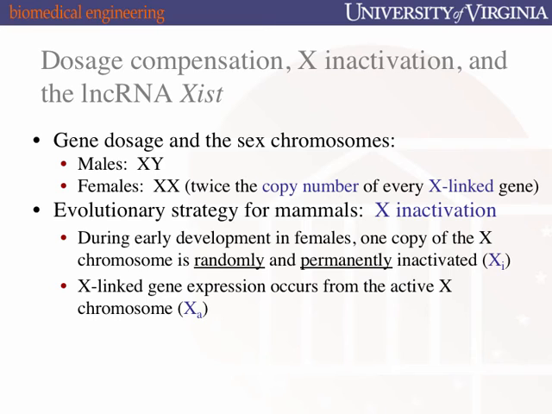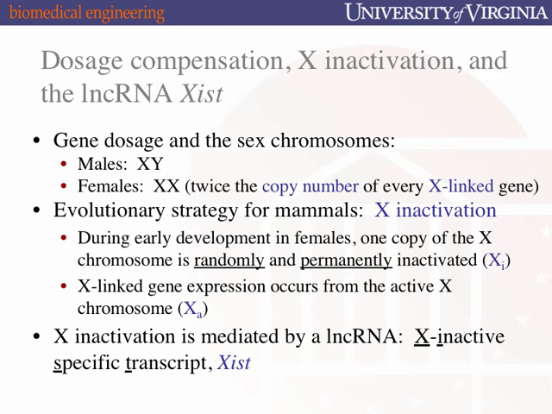The other one, the leftover one, if you will, remains active, and then all of the X-linked gene expression occurs off of Xa, the active X allele. Now you fixed the gene dosage problem. So now females will only have one X gene dosage. The other one is inactive.